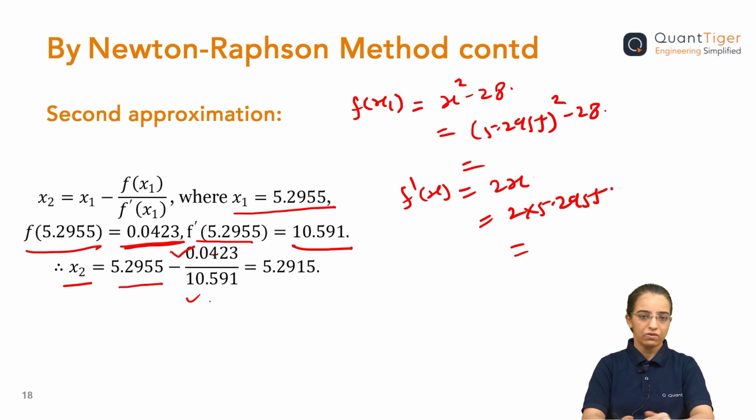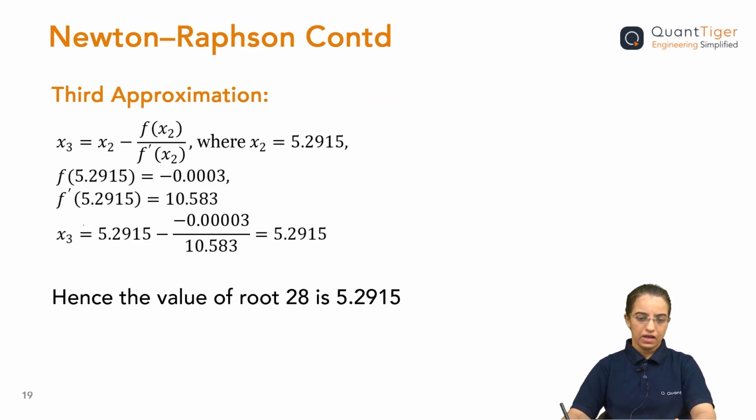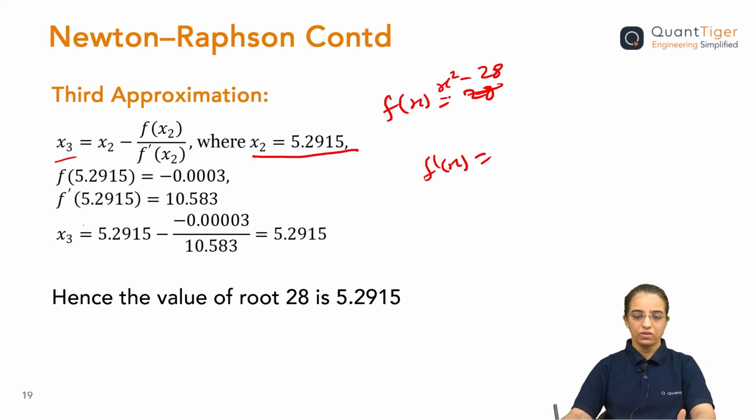Again, if you observe, the root is going more closer to the root. Now I am using the x2 value here so that I should get the value of x3. Our f of x is x square minus 28, and f dash of x was 2x. In this I have substituted the value of x2, which is 5.2915, bracket square minus 28. So after calculation I will get here minus 0.003, which I have kept over there.